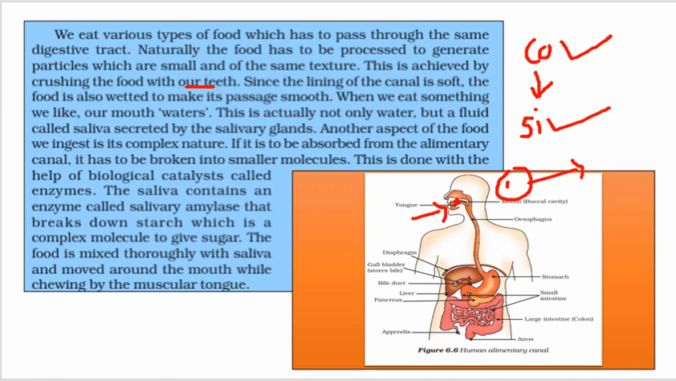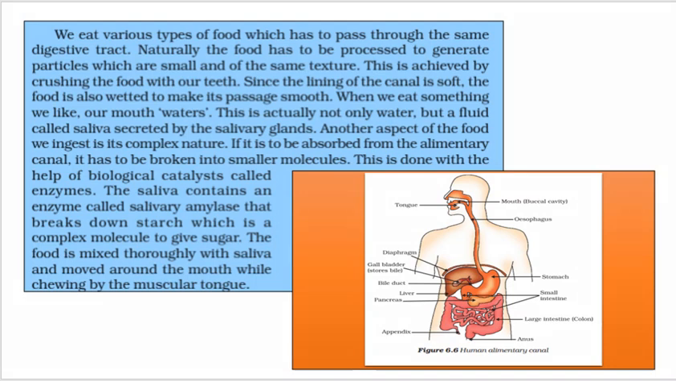Students must listen to this. The saliva contains an enzyme, and the enzyme is the salivary amylase, not the gland. The enzyme is the salivary amylase, and that breaks down the starch, which is a complex molecule, to give simple sugar.